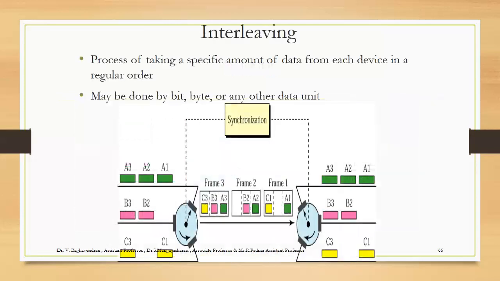Next one, interleaving. What is meant by interleaving? It is the process of taking a specific amount of data from each device in a regular order. It may be done by bit, byte or any other data units.